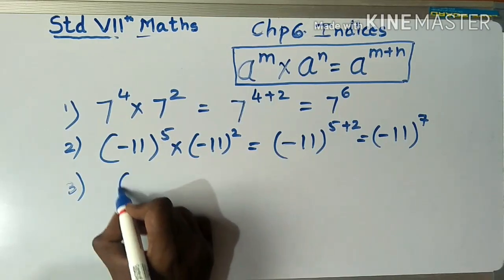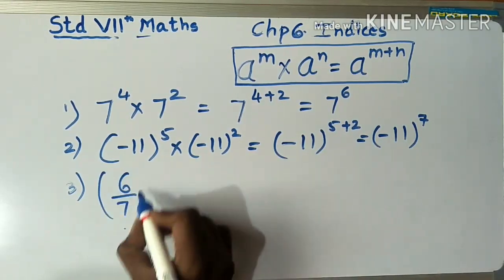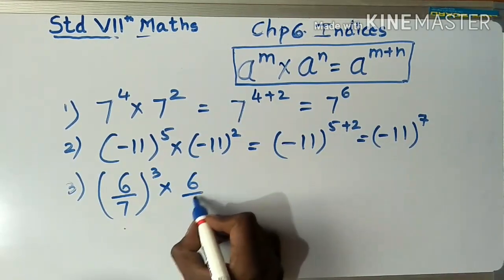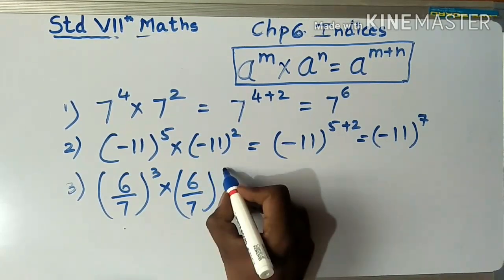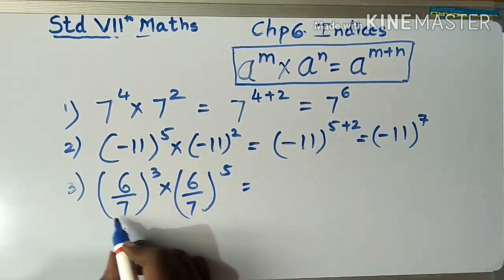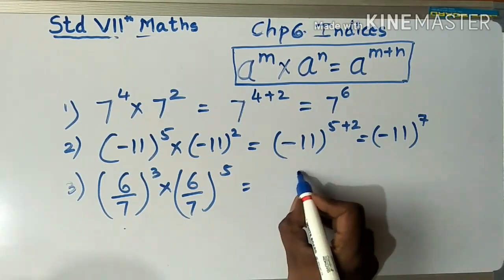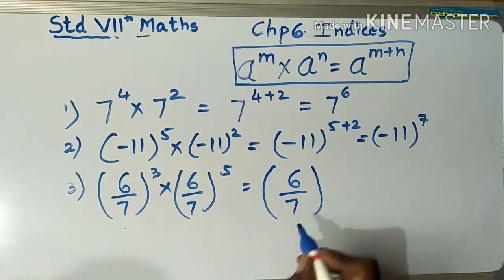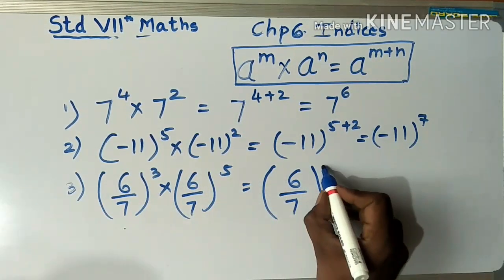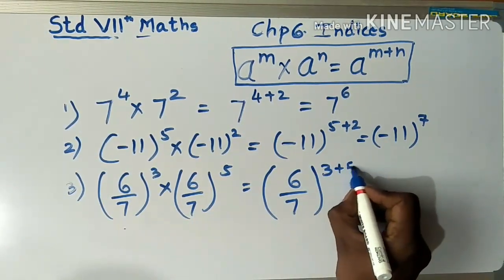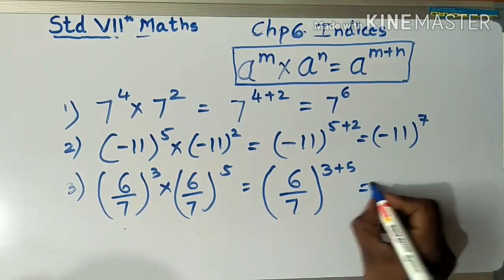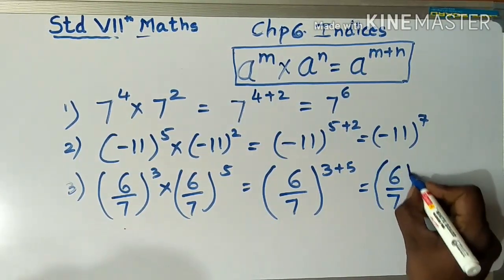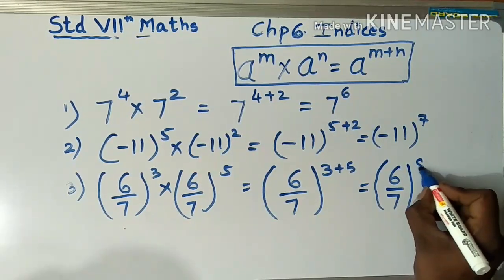Third one, 6 upon 7 raised to 3 into 6 upon 7 raised to 5. Now 6 upon 7 is the common base, and the indices are 3 and 5. So 3 plus 5, in this way you have to write. Then 6 upon 7, put a bracket, raised to 3 plus 5, which is 8.